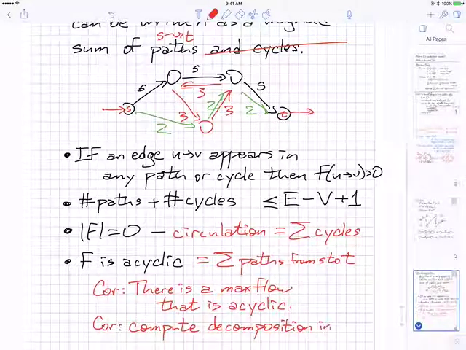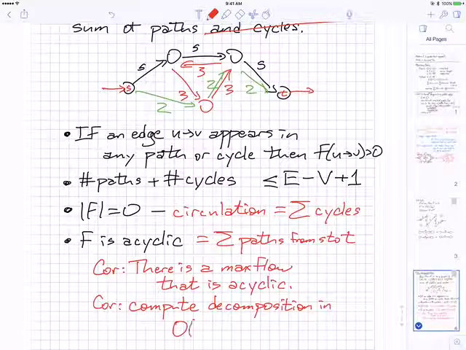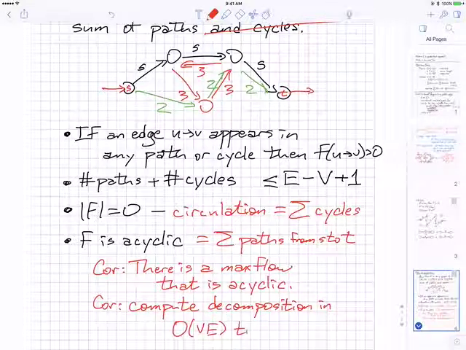Another corollary is we can compute this decomposition more or less by brute force in order VE time. And moreover, this running time, V times E, is the best we could possibly hope for. So there are graphs, and you can find flows in these graphs, where you really do need to use about E paths and cycles, and each of these paths and cycles goes through at least half of the vertices. So this VE is really the best you could hope for.